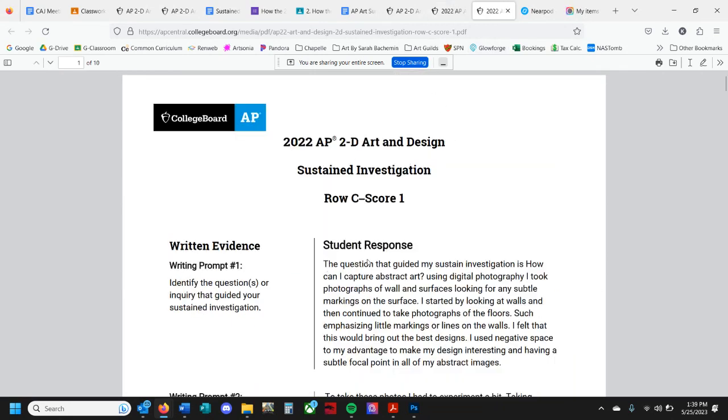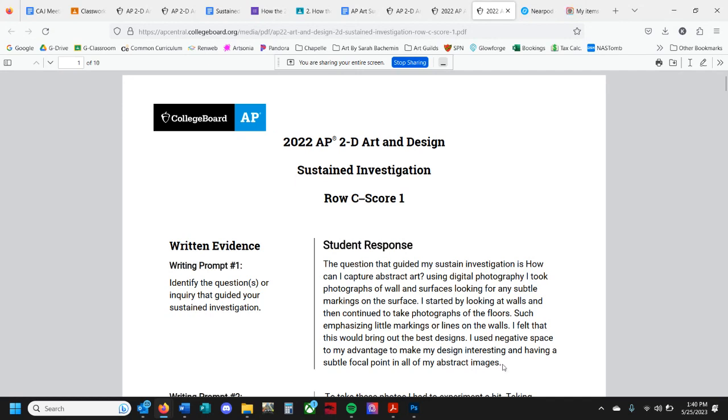So this response to the question that guided my sustained investigation is, how can I capture abstract art using digital photography? I took photographs of walls and surfaces, looking for subtle markings on the surface. I started by looking at walls and then continued to take photographs on the floors. So they're trying to talk about some sort of process that changed over time, but it's not very clear. Such emphasizing little markings or lines on the walls. I felt that this would bring out the best designs.